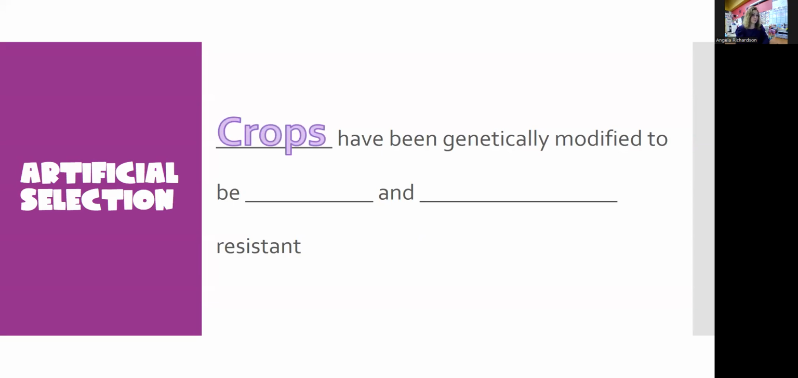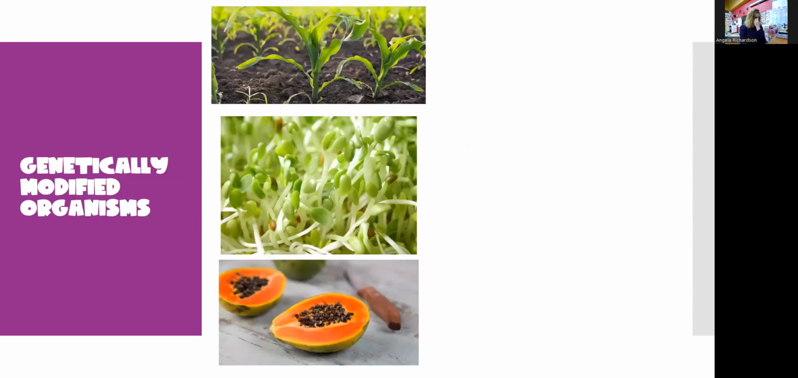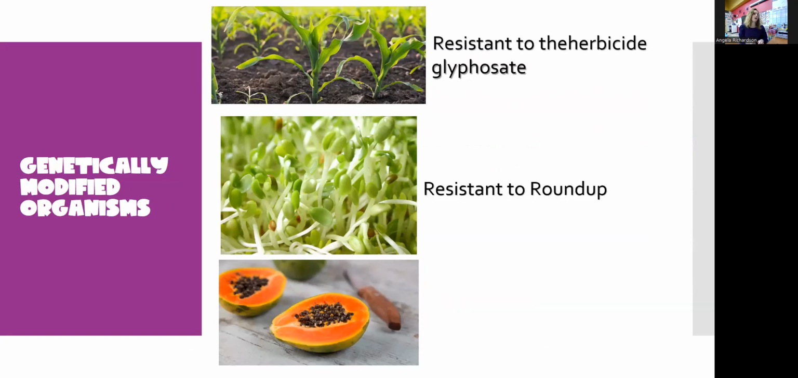Okay, crops, this is a big deal in Wyoming here, have been genetically modified to be both pest and herbicide resistant, which means that they're not going to be susceptible to bugs coming and eating them. And they're resistant to herbicides, which means that farmers can go in and spray their entire crops with weed killer, and it'll kill the weeds, but it won't kill the plants. Okay. So for example, we are growing corn that is resistant to an herbicide called glyphosate. We have alfalfa sprouts that are resistant to Roundup.